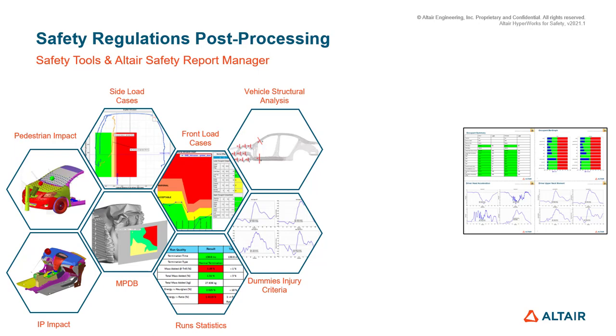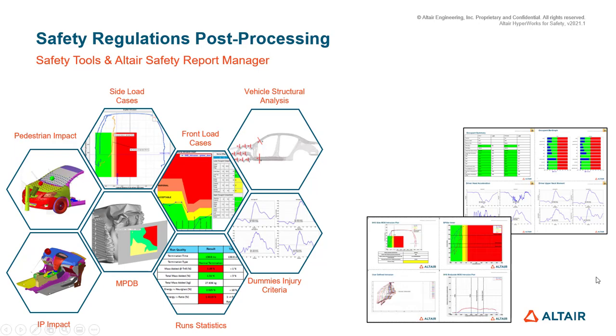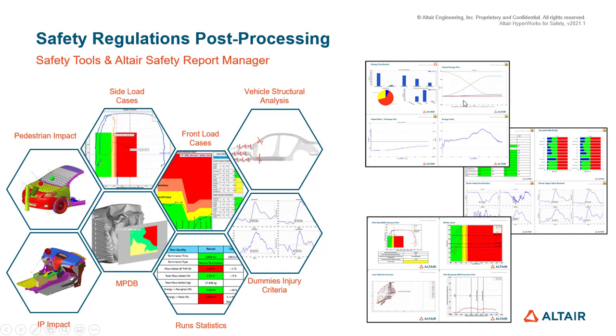So basically when you run everything within Altair Safety Report Manager, it is going to show you everything in the form of star rating or the injury criteria. It is going to show you the intrusions as I said earlier and the global statistics of the simulation in the form of, let's say, energies or mass change and so on.